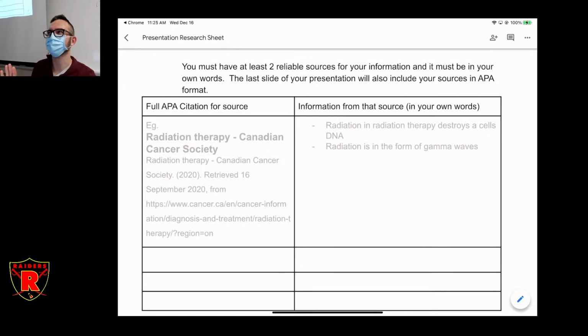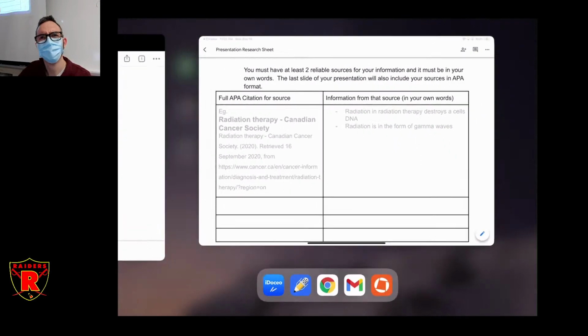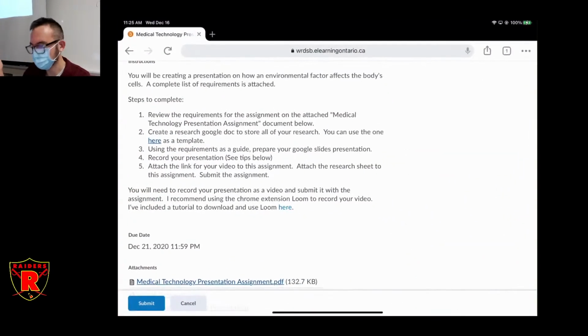I don't know if what we do in 4U Bio, do we do in-text citation? We used to have a project in 4U Bio where you wrote an academic paper about something, a review paper, and we used in-text citation for that. I don't know if we do that project anymore. I haven't taught 4U in a while, but not in this course anyway. You won't have to do that.